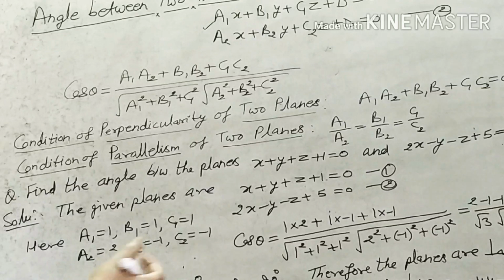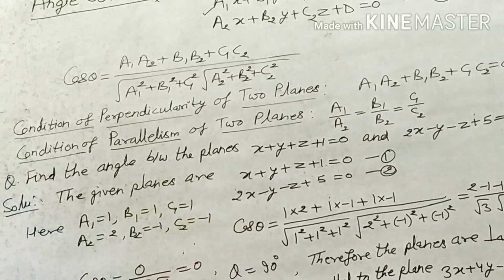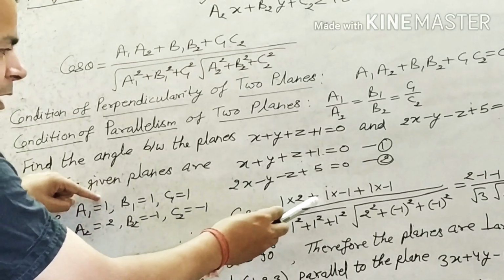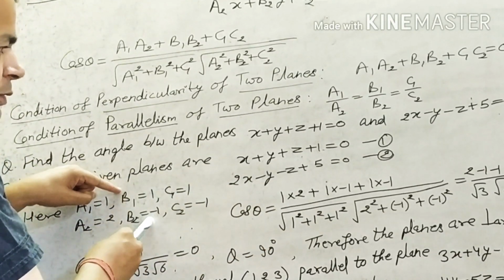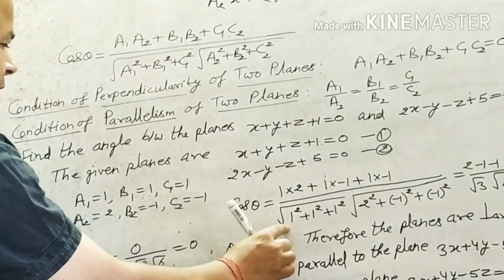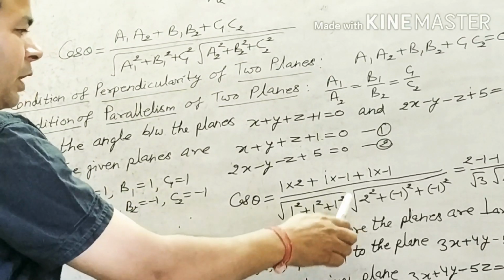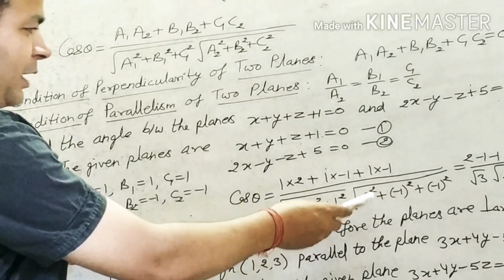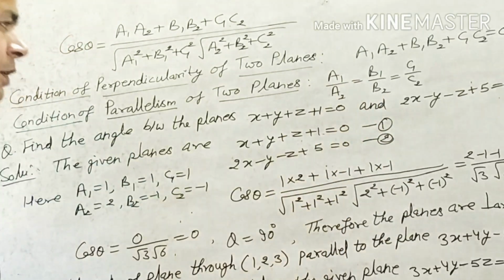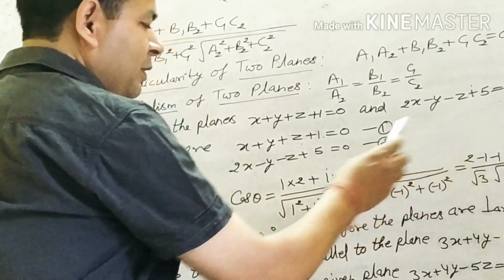Now the formula for the angle between two planes: cos theta equals a1 a2. a1 is 1, a2 is 2, so 1 into 2, plus b1 b2, 1 into minus 1, plus c1 c2, 1 into minus 1, upon under root a1 square, which is 1, plus b1 square, again 1, plus c1 square, again 1, into under root a2 square, that is 2 square, plus b2 square, minus 1 whole square, plus c2 square, minus 1 whole square.